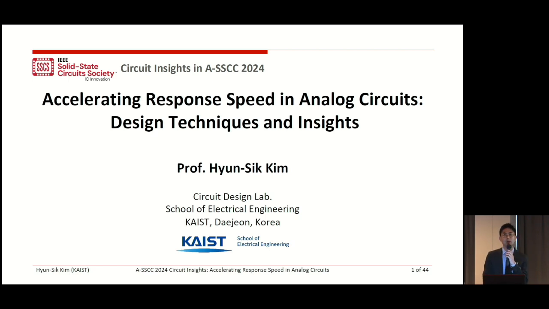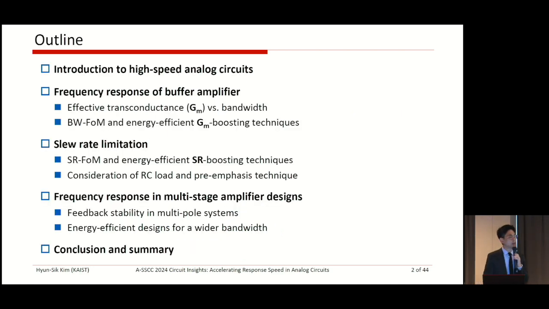Hello, everyone. Good afternoon. I'm Hyun Kim from KAIST, Korea. And I'm very honored to be here to give my talk in the A-SSCC 2024, the Circuit Insight. So today, I would like to share with you about accelerating response speed in analog circuits, the design techniques and insight.